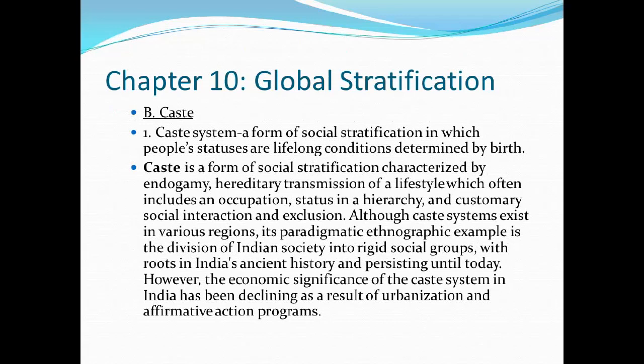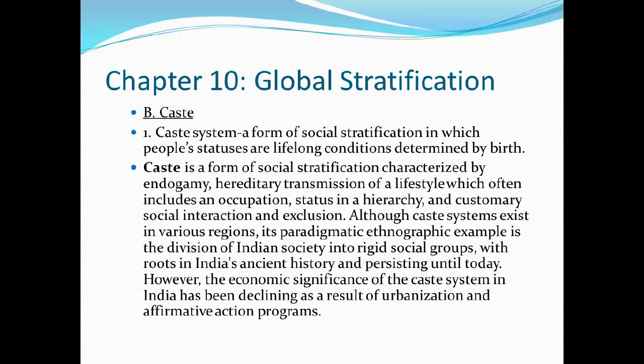Now, another form of looking at global stratification, we're going to talk about the caste system. The caste system is a form of social stratification in which people's statuses are lifelong conditions and they're determined by birth. An example is India, where whatever your parents did, or particularly your father did, for a living, that stands out for you when you're a child. So whatever your parents did or your father did, that's what you did.